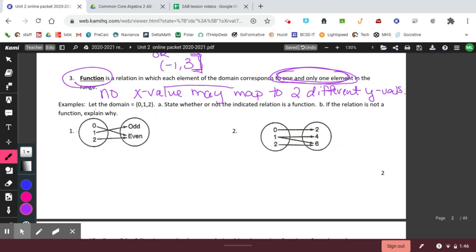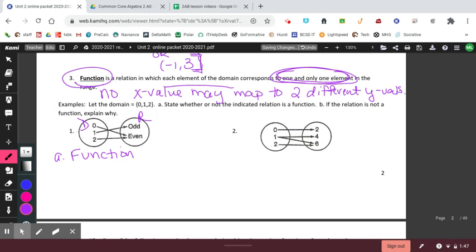Okay, because you can't have an element in the domain going to more than one element in the range. So when you look at your domain, in this one it says the domain is 0, 1, and 2. So the domain is the first circle, and you can see the arrows are mapping them. This is your range. We're stating whether or not it is a function. So does every element in the domain correspond to one and only one element in the range? And yes, 0 goes to even, 1 goes to odd, 2 goes to even. So this would be a function.